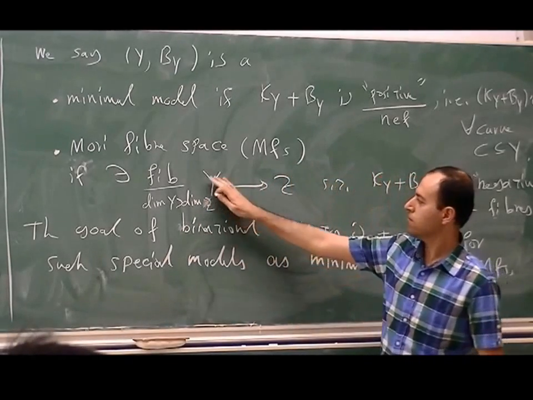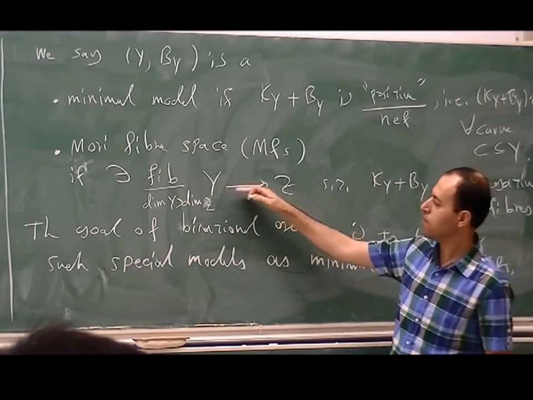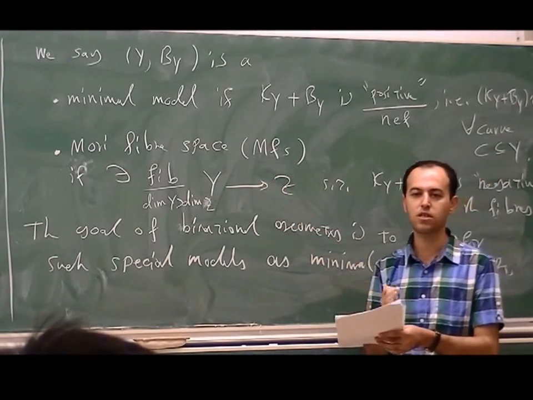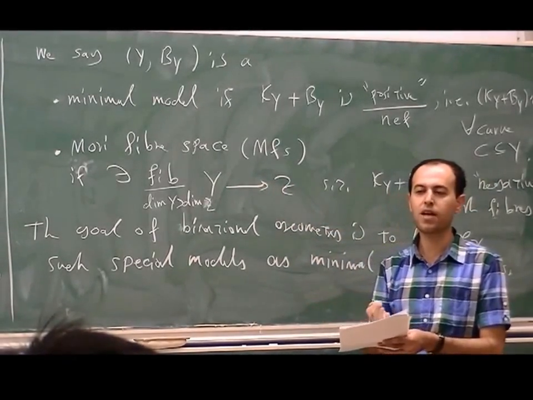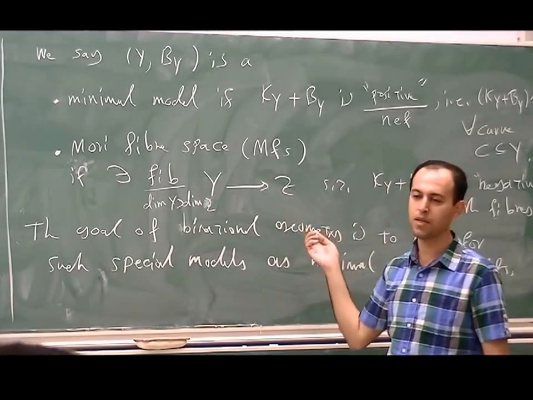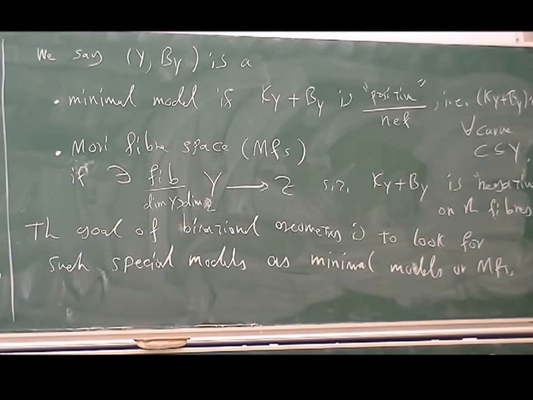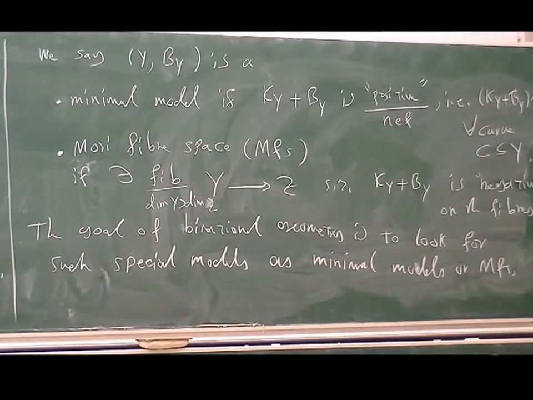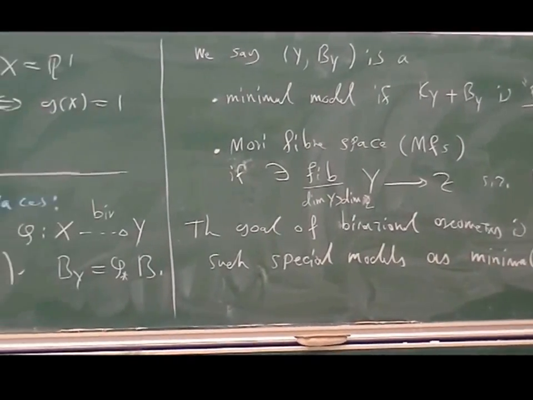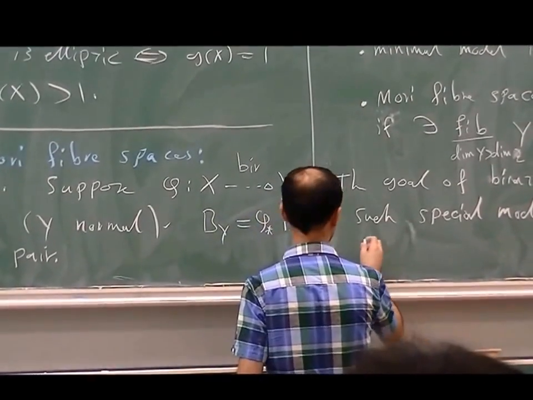So for instance, you could have a surface fibered over a curve, and the fibers here are actually very special. They will be just like P1. So it's like you have a P1 bundle over a curve, and a P1 bundle is much easier to understand than just a random surface. Okay, so this is the goal of birational geometry, but the process of looking for such models is called the minimal model process.